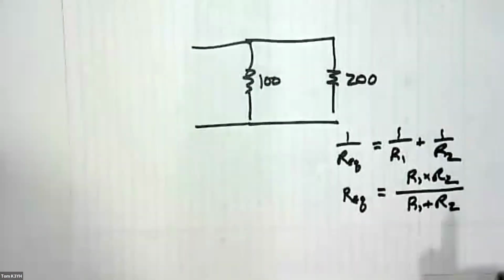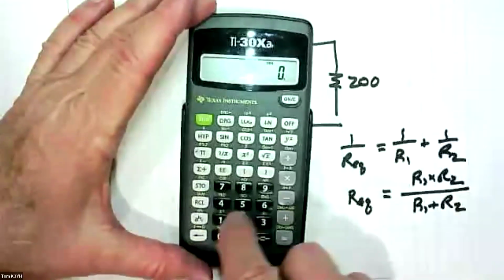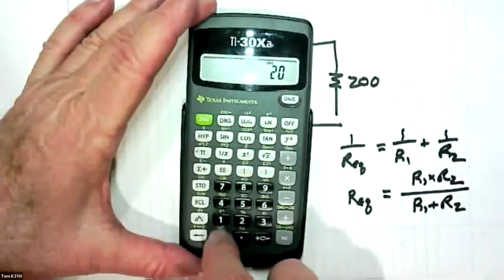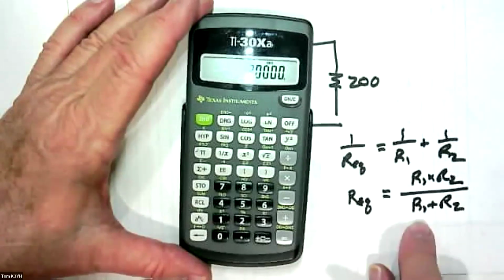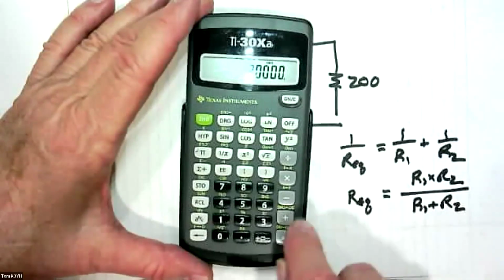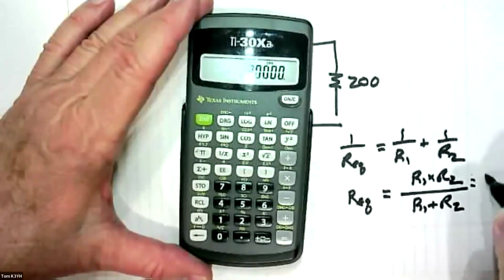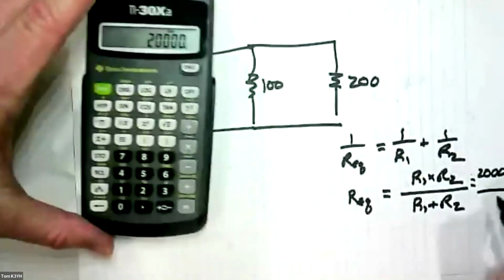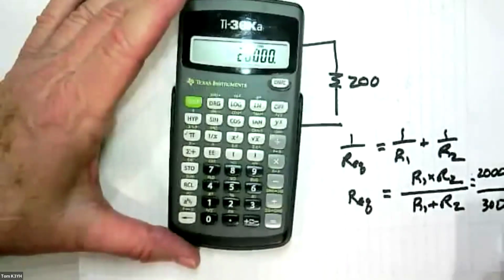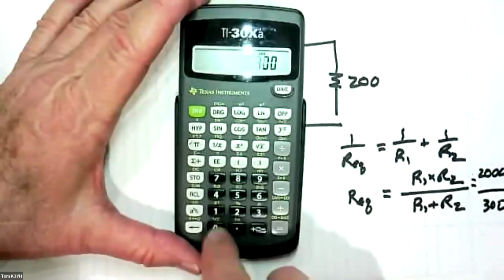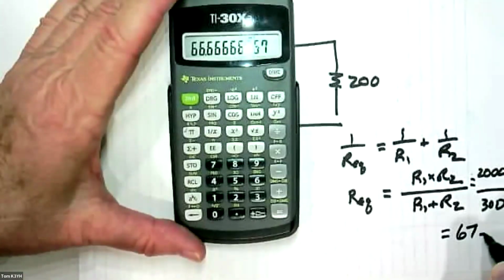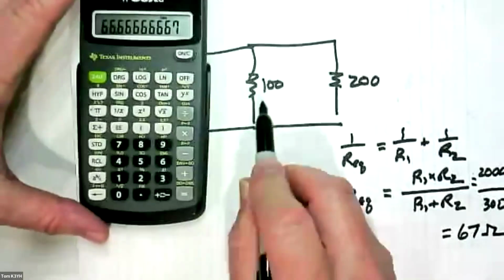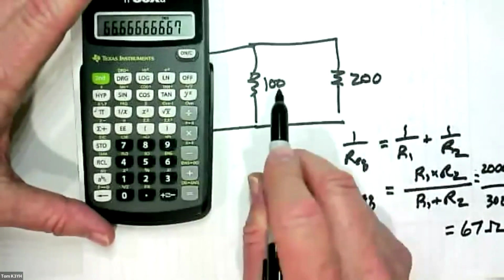So then you'd get 100 times 200, which is equal to 20,000. And underneath here, I'm going to have 300. So let's just divide by 300. It's simple. So that tells me it's about 67 ohms. I feel good about that because it's got to be less than 100 or 200.